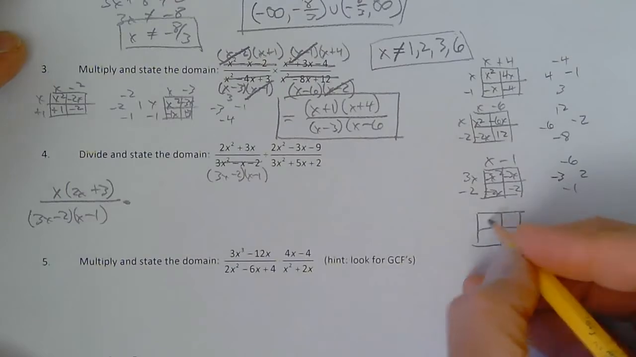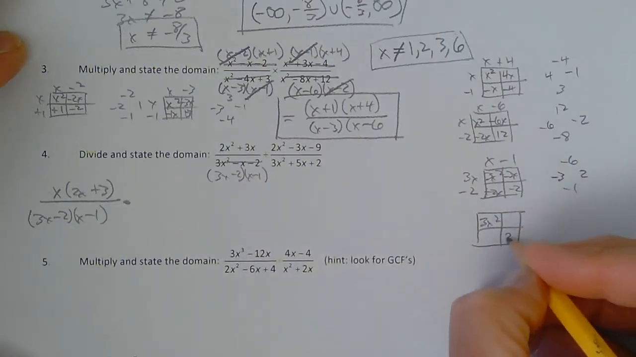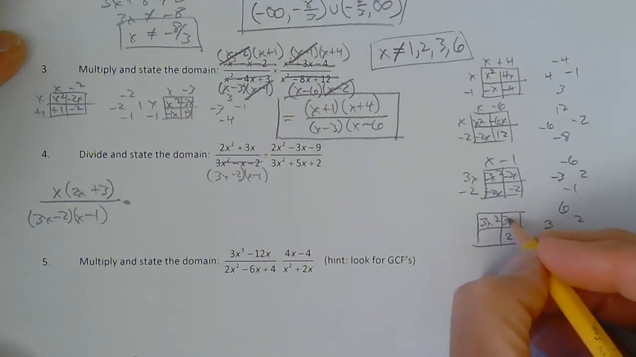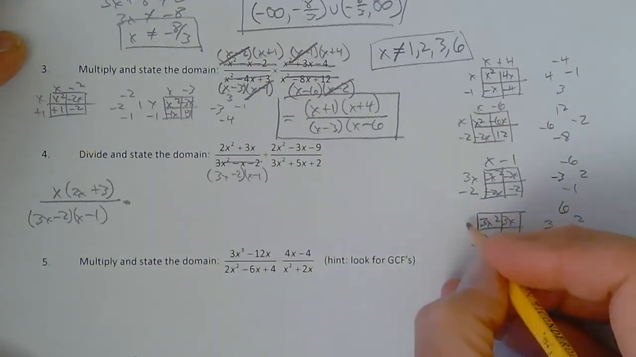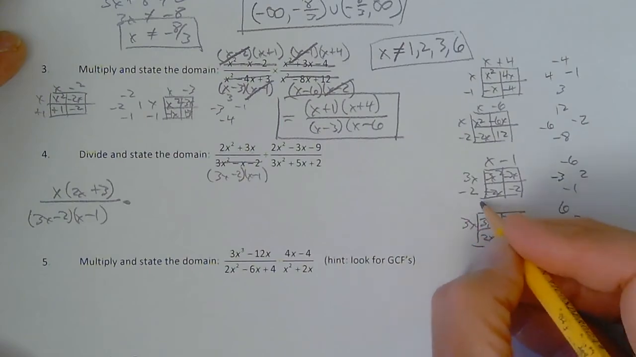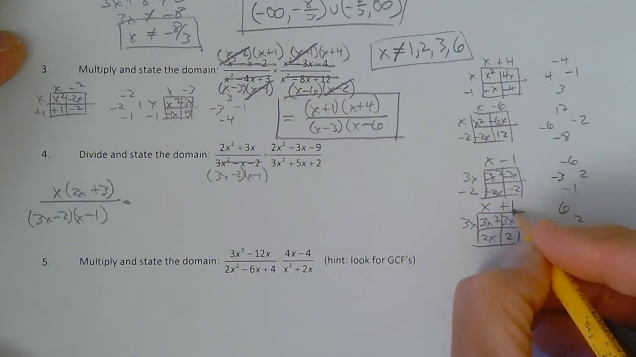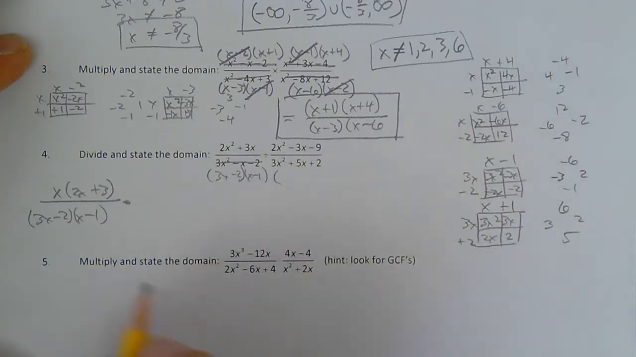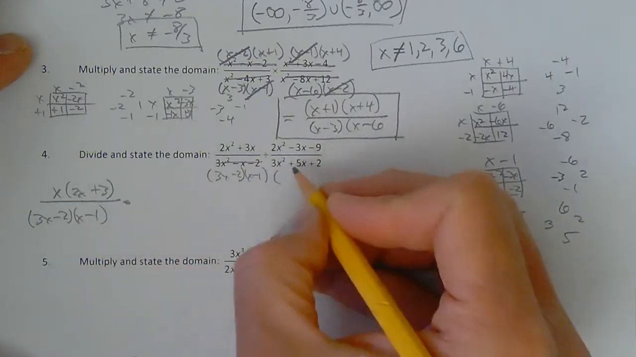this one, get a 3x squared and a 2, so multiply together to give me a positive 6, and they're supposed to add together to give me a 5. So that's a 3 and a 2. 3x and a 2x there, so that's a 3x there would make that an x, and that a plus 1, and that a plus 2. So this is a 3x plus 2 and an x plus 1.